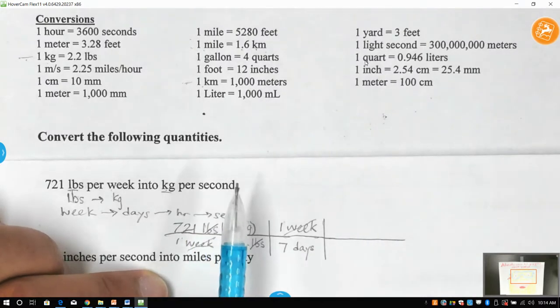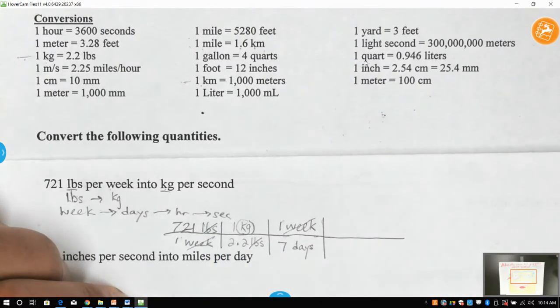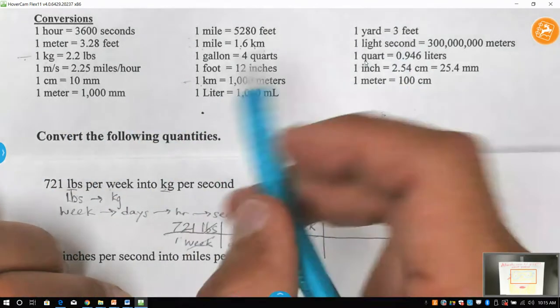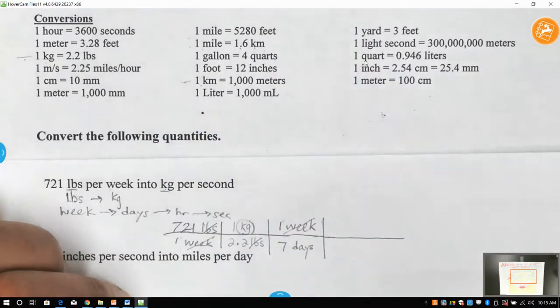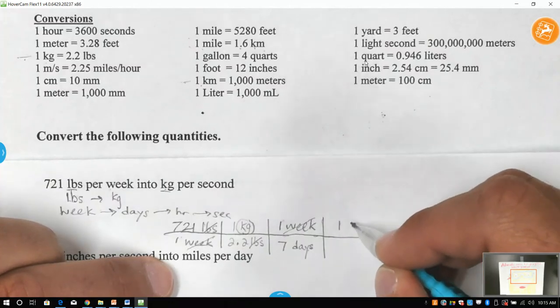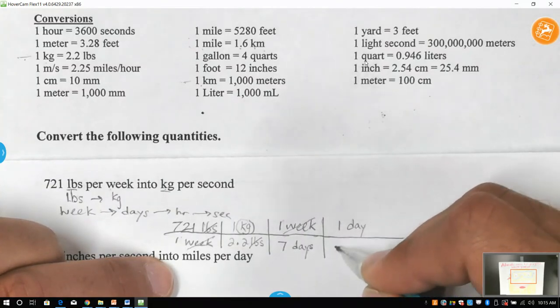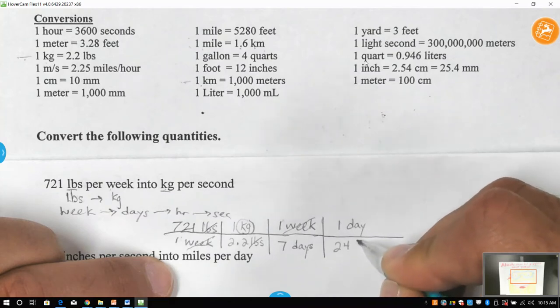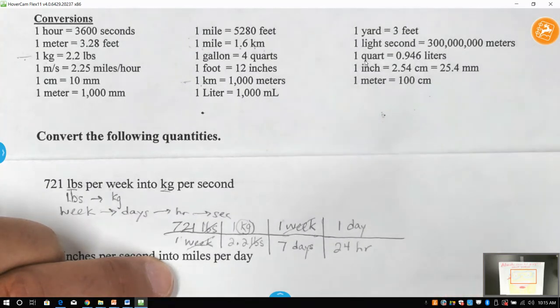All right, but we're still not in seconds, so we got to continue. We don't have a conversion that goes days to seconds, but we know days and hours. Even though it's not on here, that one we should know off the top of our head, which is 1 day and 24 hours. Days are on bottom, so we need day on top. So in 1 day, we have 24 hours. And so our days cancel.